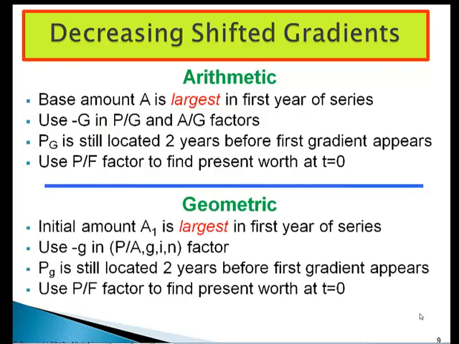If it happens that the geometric gradient is decreasing, the procedure is the same as before, except a minus g is used in the computations. But P sub G is still located 2 years prior to when the percentage gradient appears, and the P/F factor is used as it was in the arithmetic gradient.